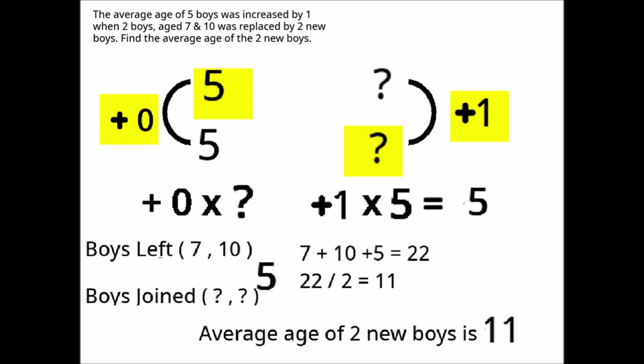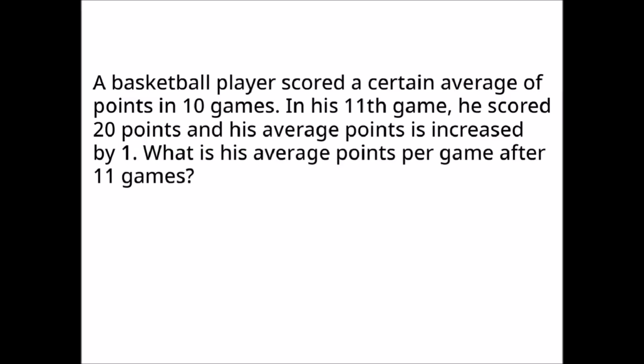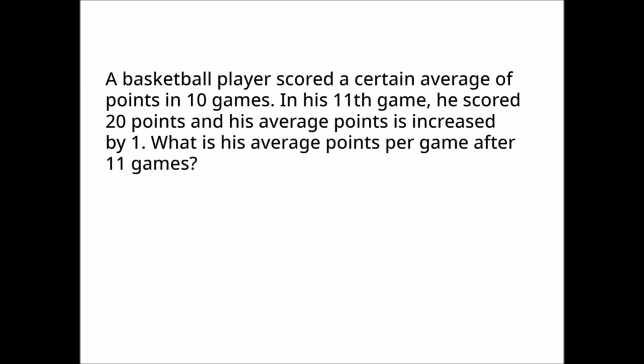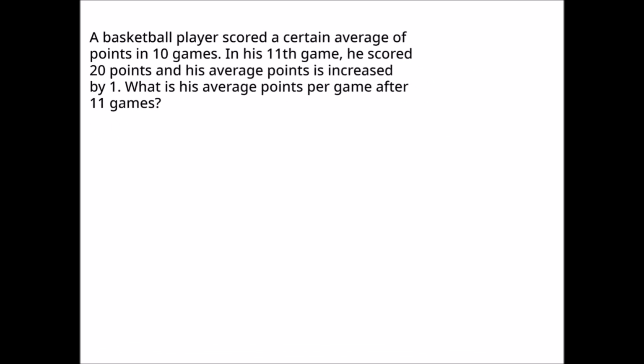Let's take a look at another previous exam question. A basketball player scored a certain average of points in 10 games. In his 11th game, he scored 20 points and his average points is increased by 1. What is his average points per game after 11 games? In this question, the average of the 10 games played is not given. We write 10 on top left and question mark on top right. We write 11 on bottom left and question mark plus 1 on bottom right.